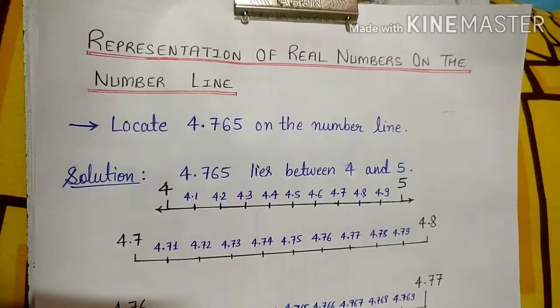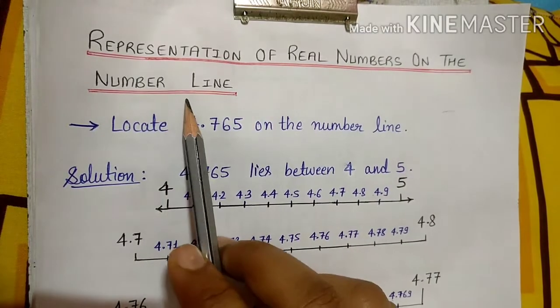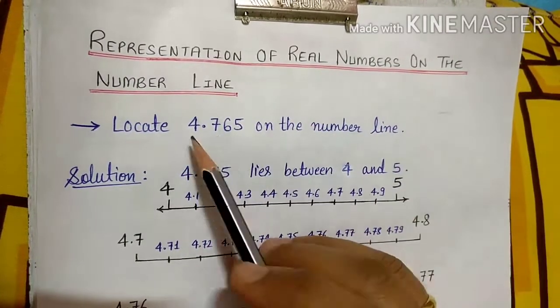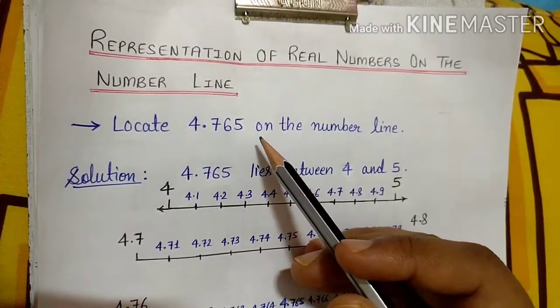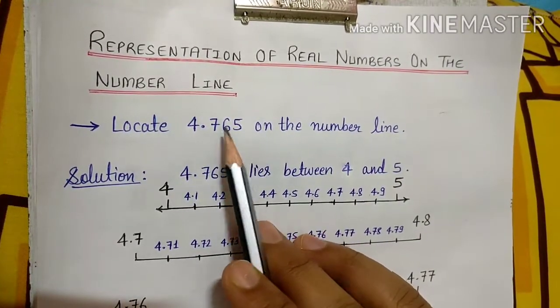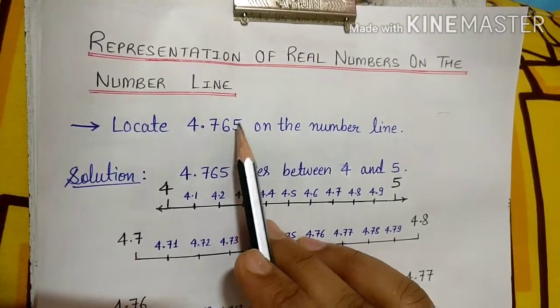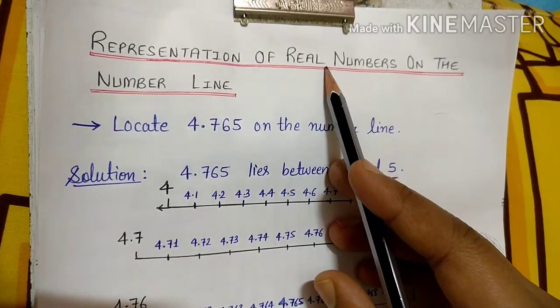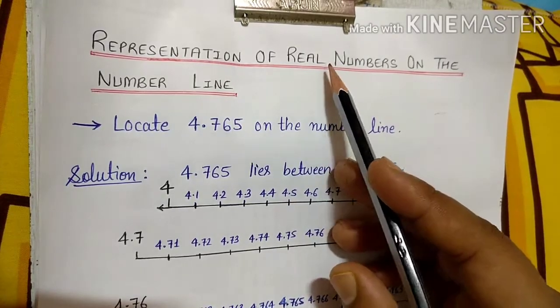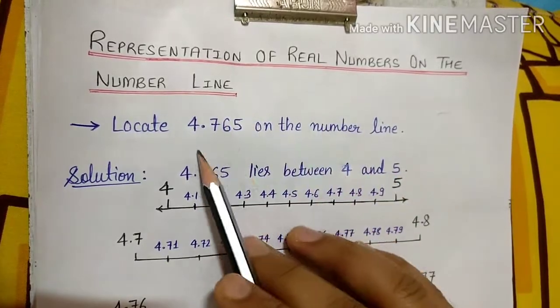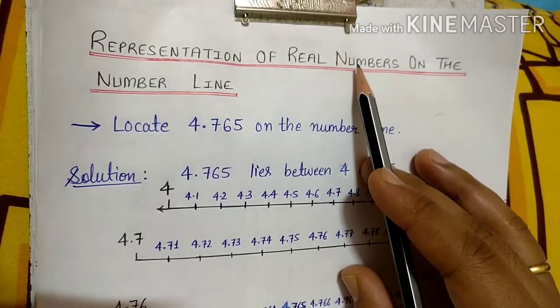Now we are going to learn how to represent real numbers on the number line. Suppose one question is given to us: locate 4.765 on the number line. What is the number? 4.765. It is a terminating decimal, so it is a rational number, and rational numbers are also real numbers. As I already explained, real numbers are the combination of rational and irrational numbers. So all rational or irrational numbers are real numbers only.